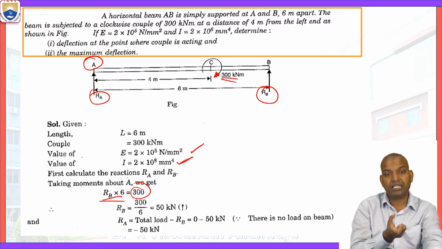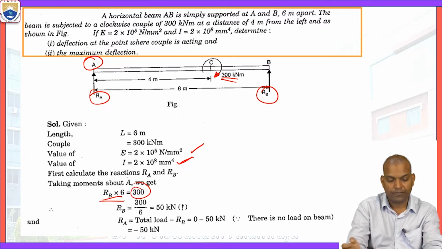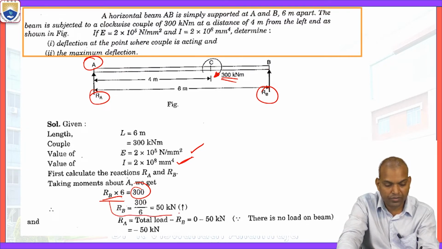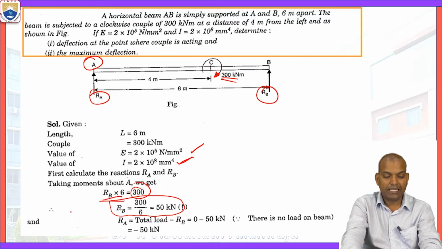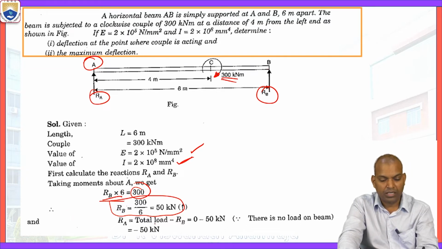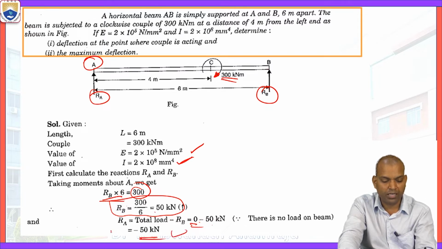So the reaction comes in kilonewtons. That RB value comes to 50 kilonewtons. What is the reaction at A? Then RA is equal to total load minus RB. Total load is 0 and RB is 50. That is RA equals minus 50.